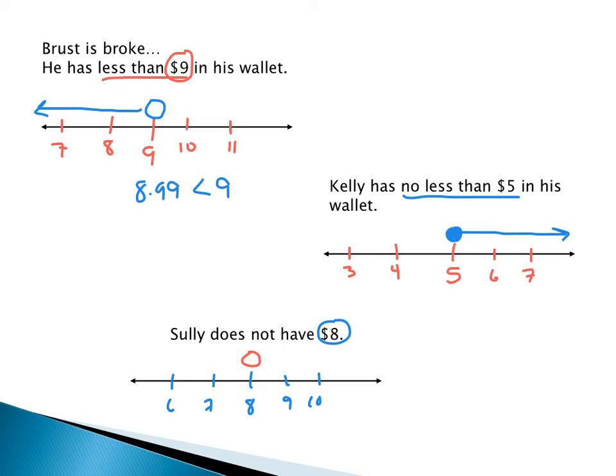But if he doesn't have $8, would $9 fit? Yeah, $9 is not $8. So it could be the numbers above. Now this one says it also does not have $8. Well, what about $7? What about numbers below this value? Notice $7 is not $8. So if you think about it, that also fits the picture. So that one, we're going to have the arrow going both directions. But the only thing we are not including is the value of 8.